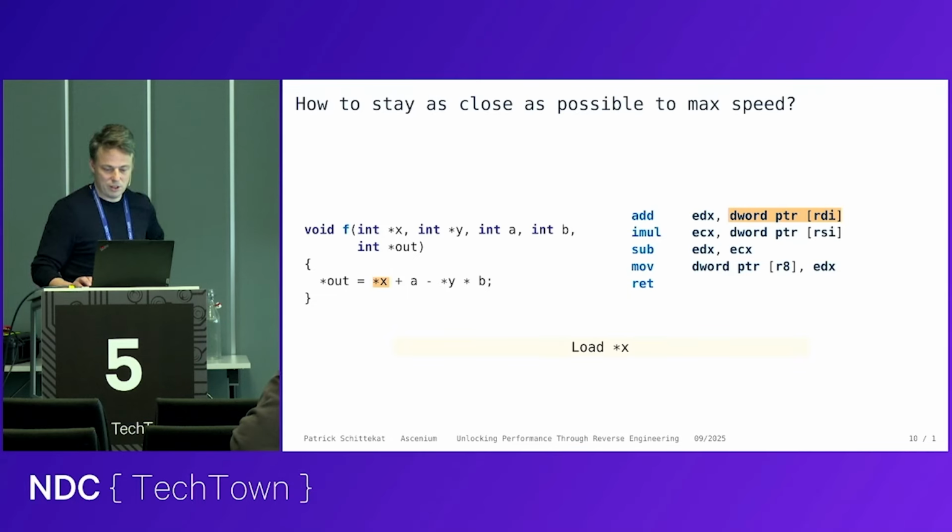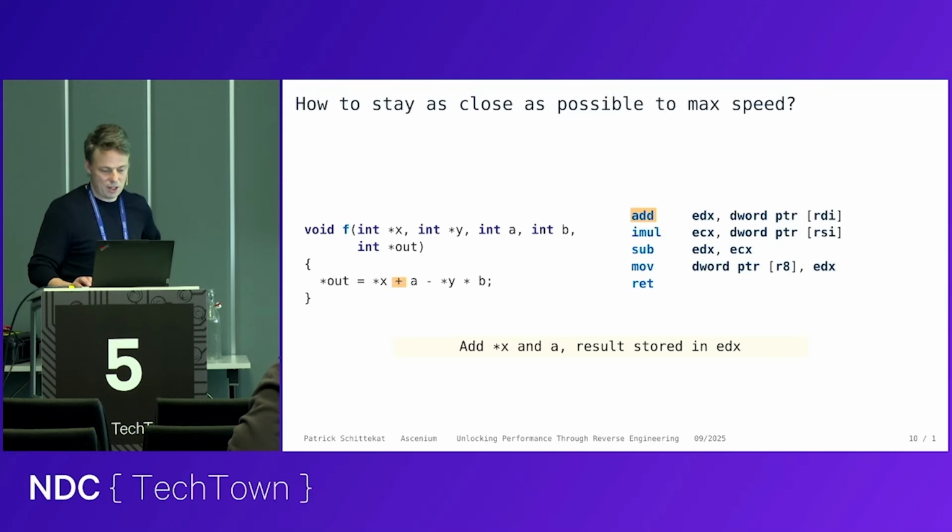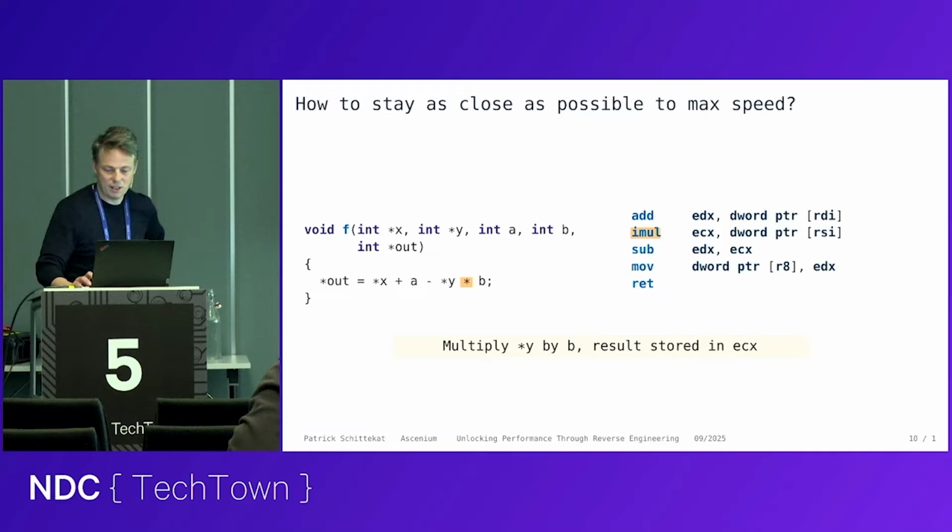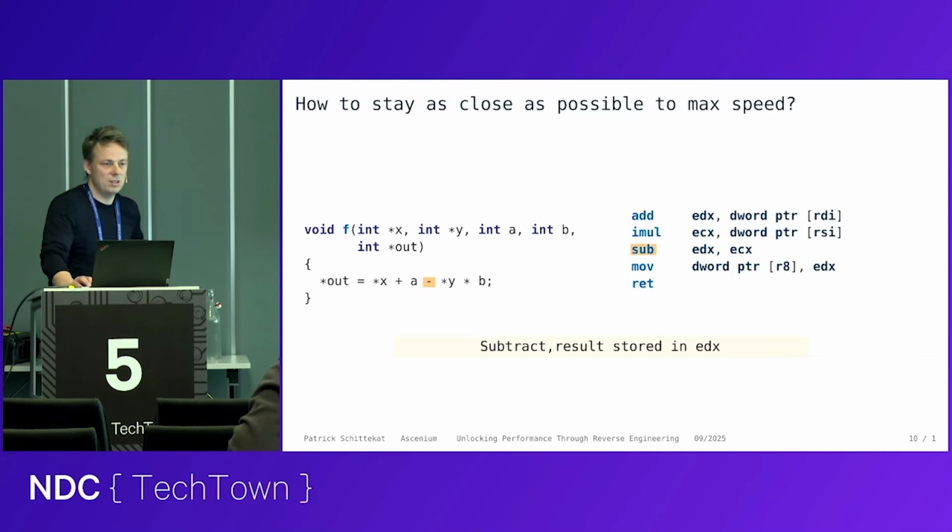Then we have a load of X, and a load of Y there. Then this is the address where we will store it. Then we add what we load and the parameter A. The result is stored in EDX. Then we multiply what we have loaded from Y by B. Then the result is stored in ECX. And then we subtract EDX and ECX, and we store it here again. Okay.